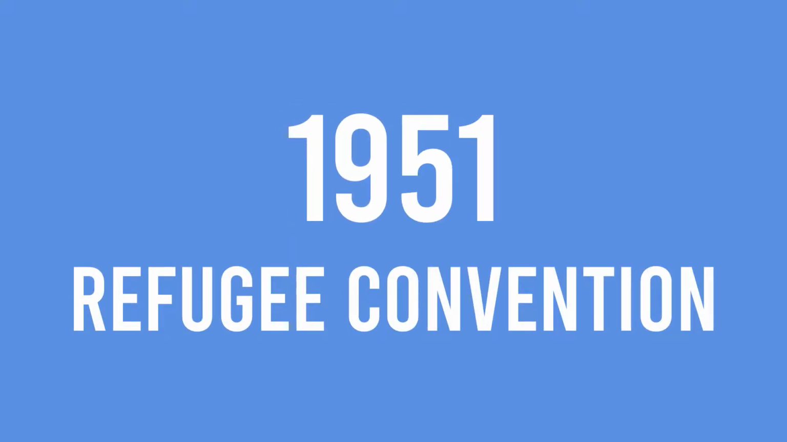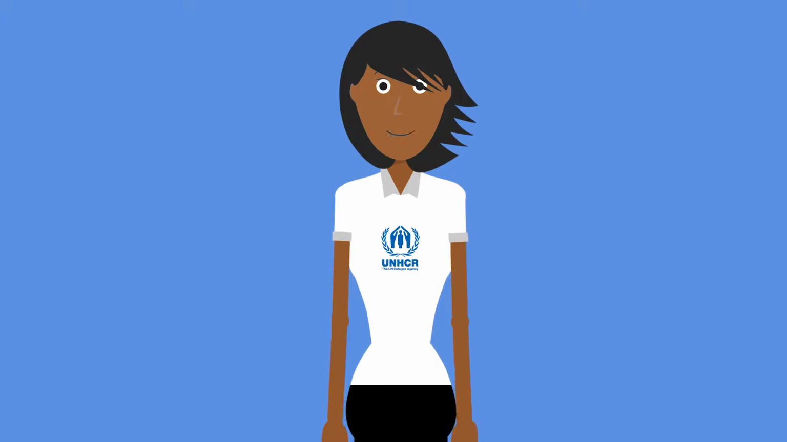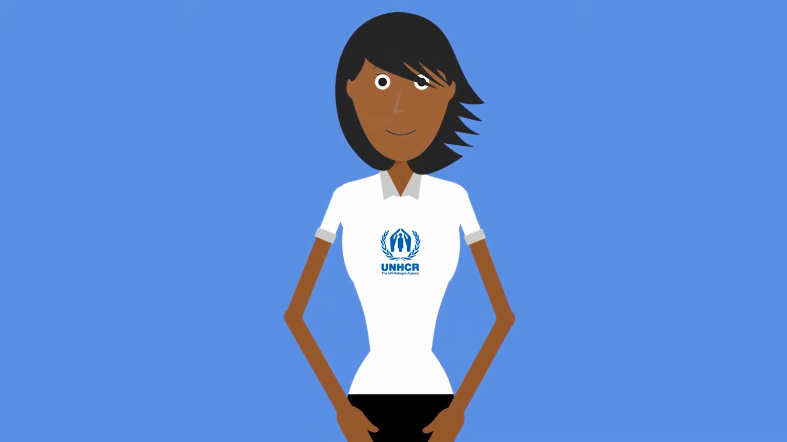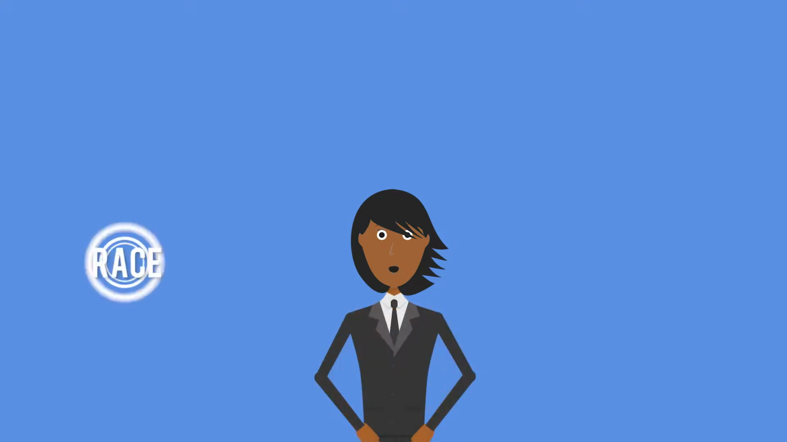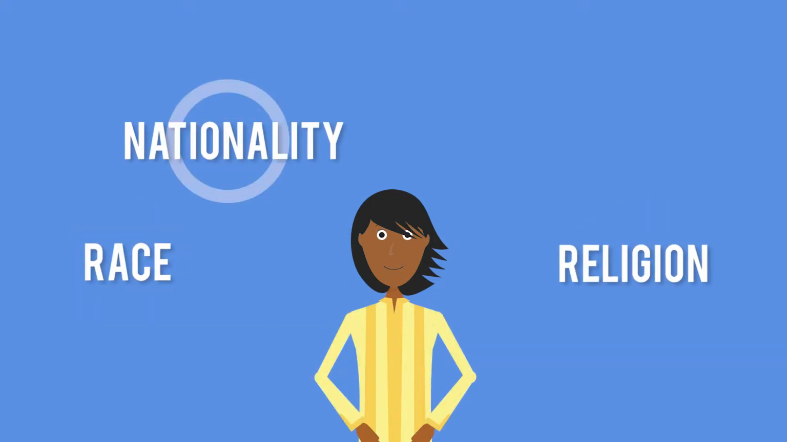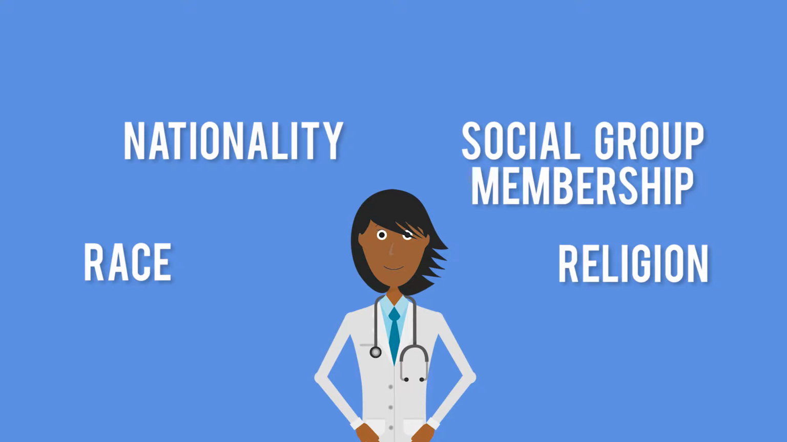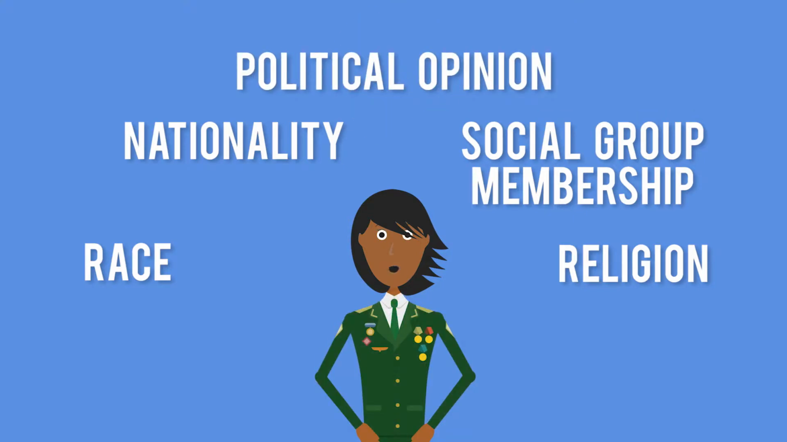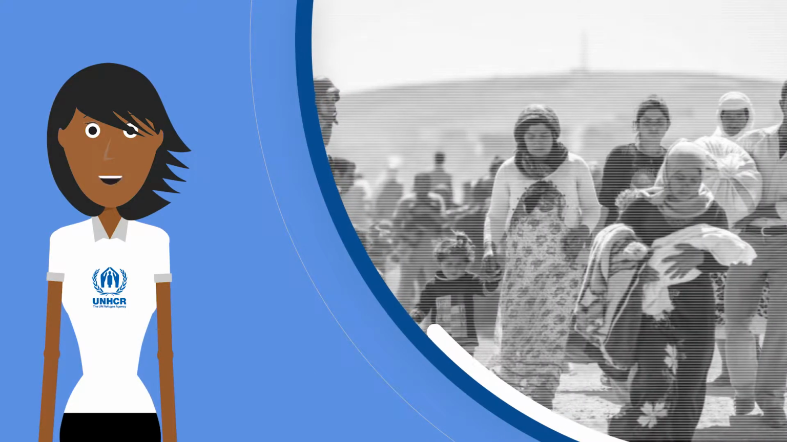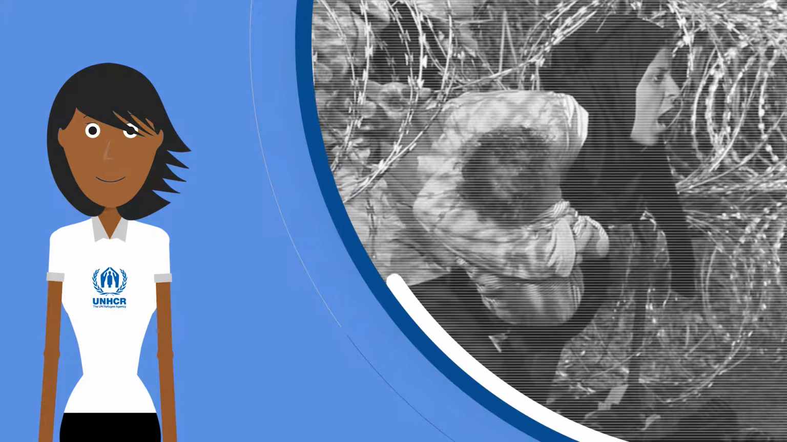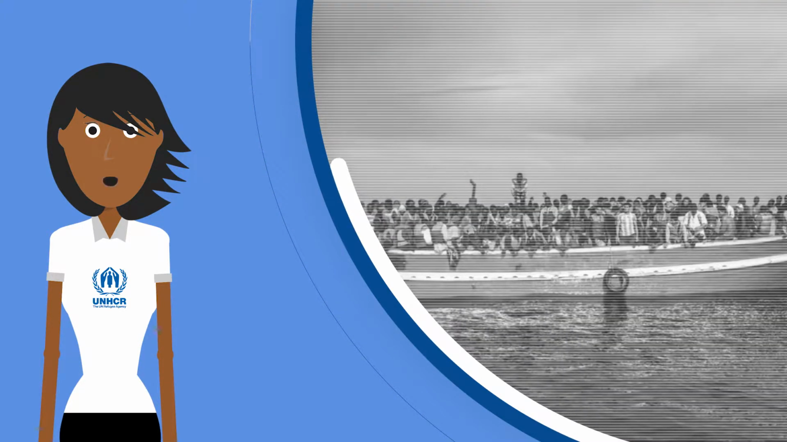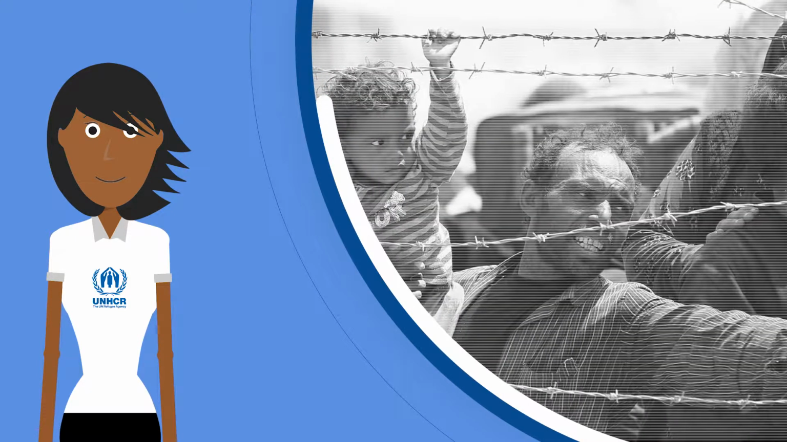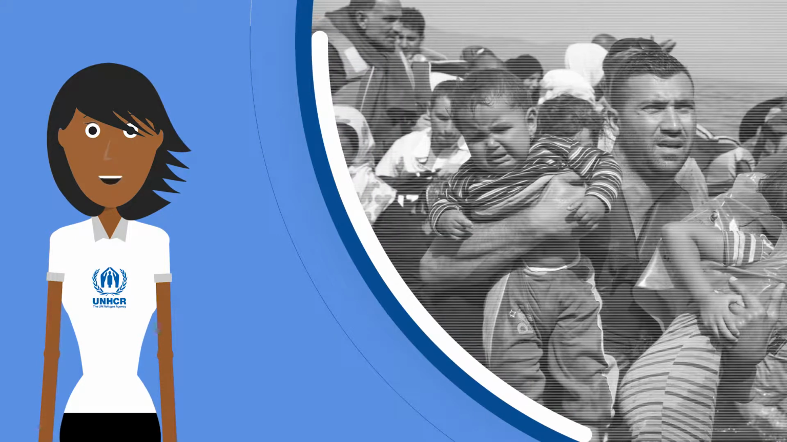According to the 1951 UN Convention, a refugee is a person who, owing to well-founded fear of being persecuted for reasons of race, religion, nationality, membership of a particular social group, or political opinion, is outside the country of his or her nationality and is unable or, owing to such fear, is unwilling to avail himself or herself of the protection of that country.